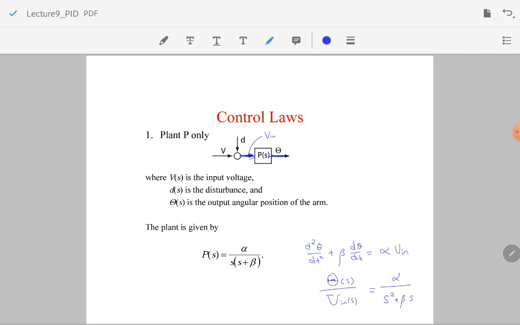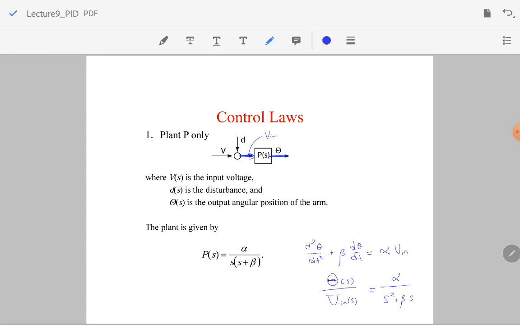So this is when we have a plant only. We put in the voltage we think we're putting in, but the thing is that D is there to include any disturbance in the system. Disturbance must be in the unit of voltage so they can add them together. So this is your open loop.